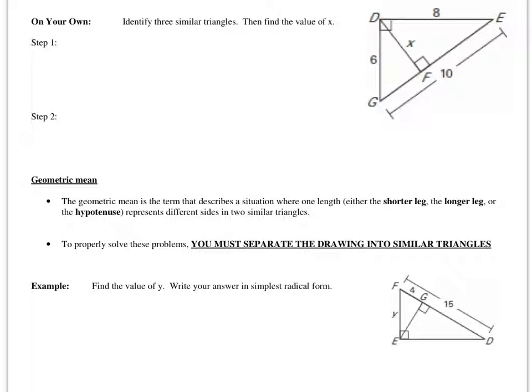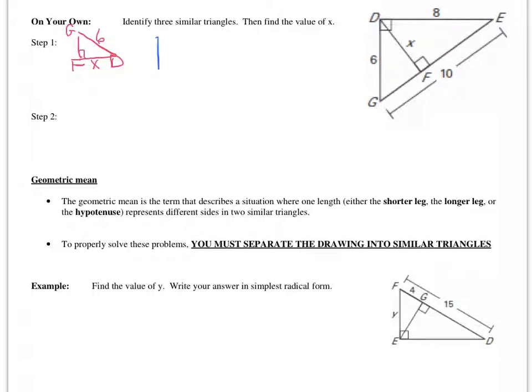Okay, let's draw our 3 triangles in here. So if I draw my small triangle first, this is point G. Here's my right angle. This is point F, and this is point D. And this side length is X, and this side length is 6.